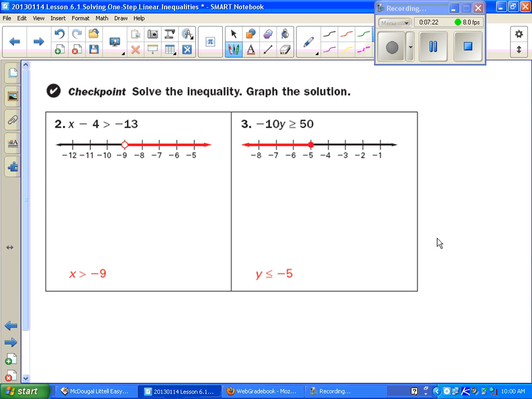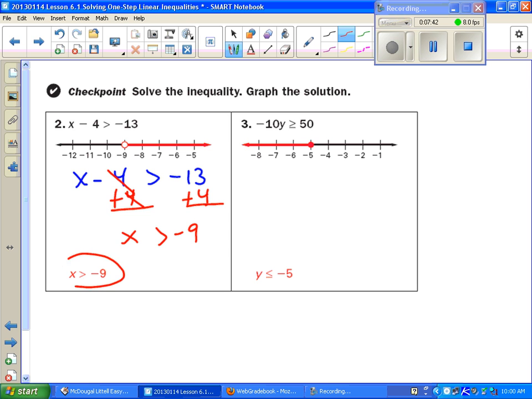Your checkpoints say x minus 4 is greater than -13. Get rid of -4 by adding 4 on both sides. So x minus 4 is greater than -13. Add 4 on both sides. Your symbol stays the same since you didn't multiply or divide by a negative number. These will cancel. X is greater than -9. That's what we have here. Greater than -9 will be an open circle, and everything that's larger than -9.